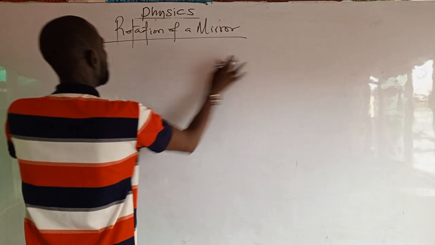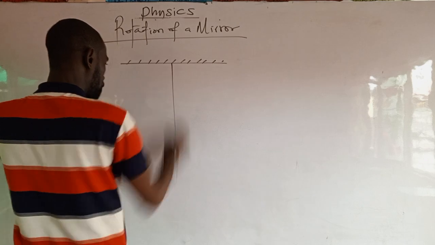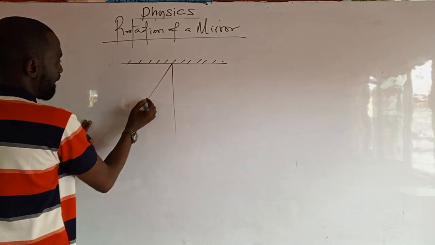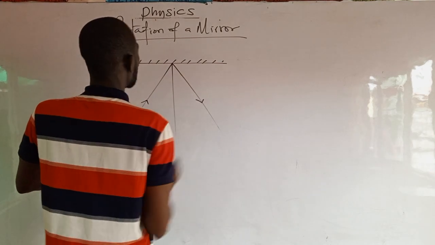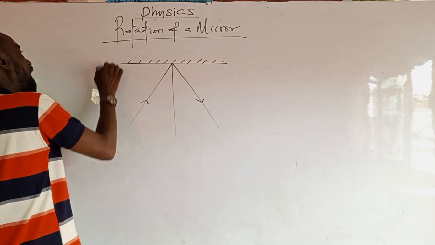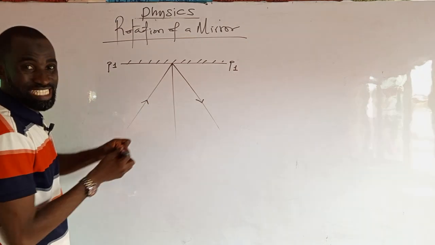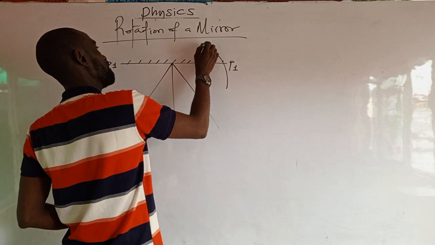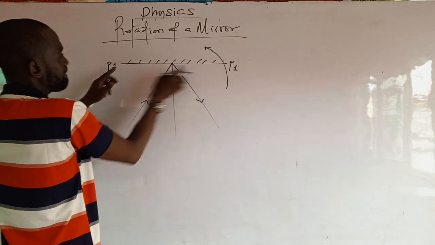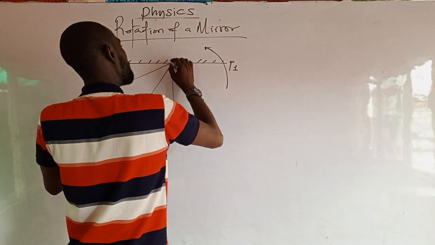Look at this. These are our plane mirrors. I have this as my normal, this as my incident ray, and this as my reflected ray. Suppose that the mirror is at position 1. I now rotate the mirror anti-clockwise in this direction, so the mirror that was initially here is now rotated to this place.